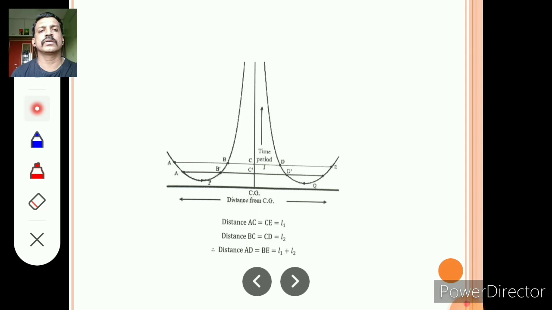So here, from one side, from top to middle you will get this graph, and from bottom to middle again like this. Here A is one point, B is another point, C is the center, D is another point and E is another point. So distance AC equals L1, distance BC equals CD equals L2, and distance AD equals BE equals L1 plus L2.